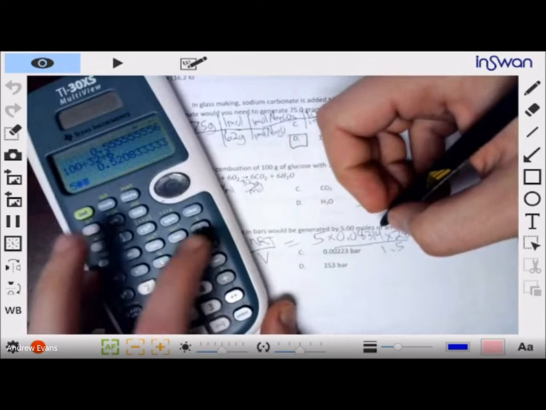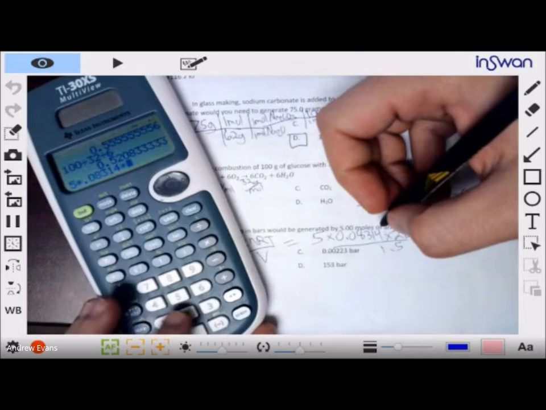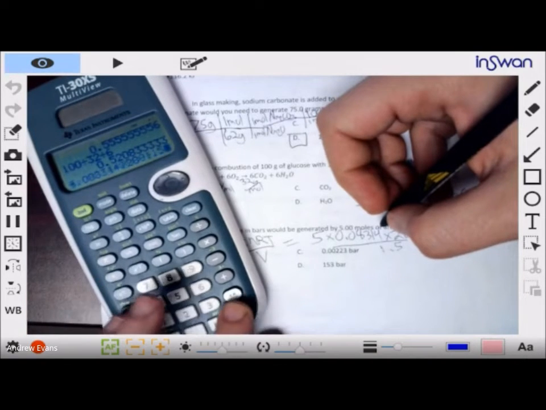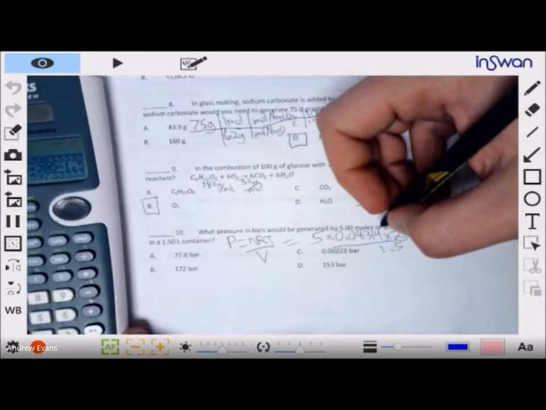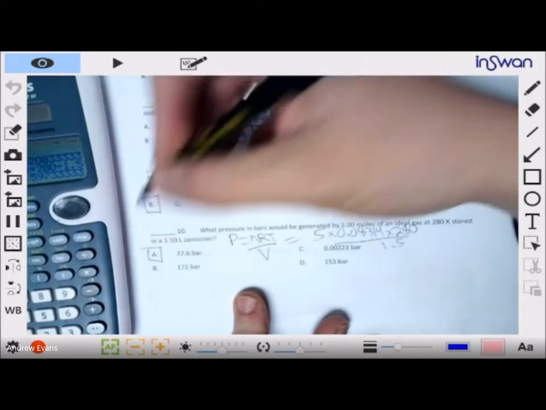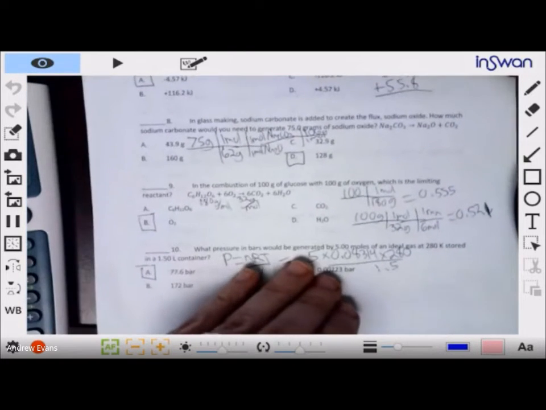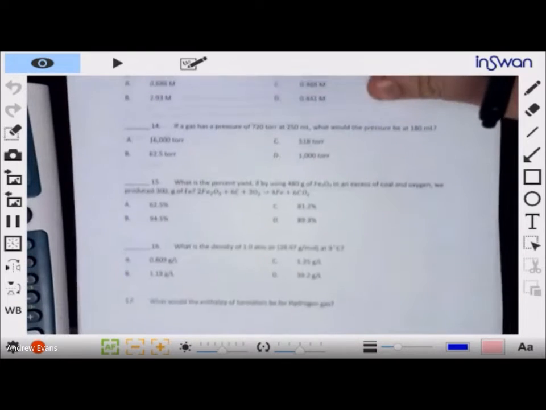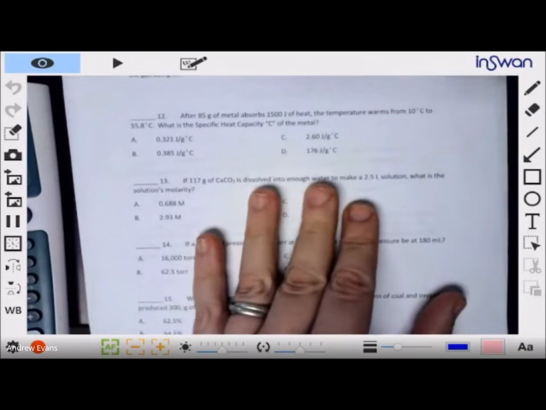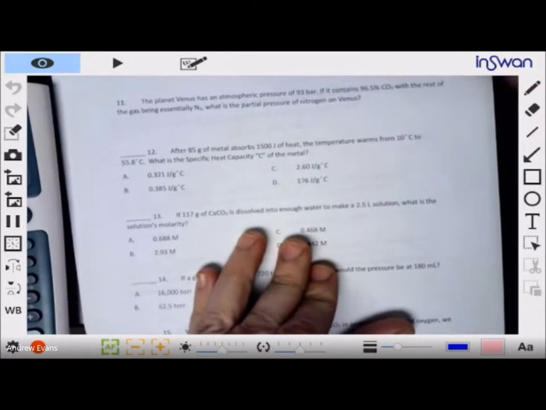5 times R times T divided by V gives us 77.59, which rounds to 77.6. So the correct answer is A. This one, a little bit more challenging than, say, on the old test, but still not too challenging.